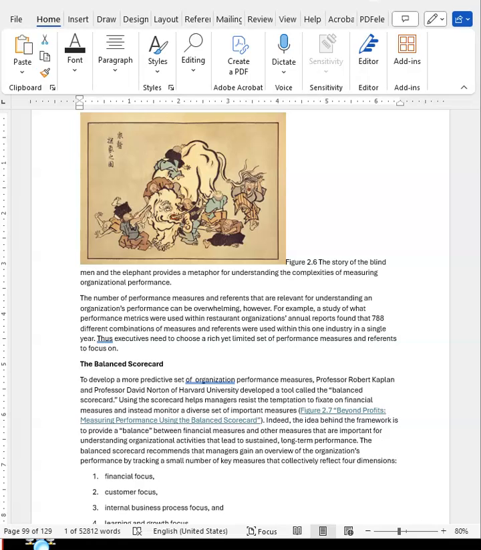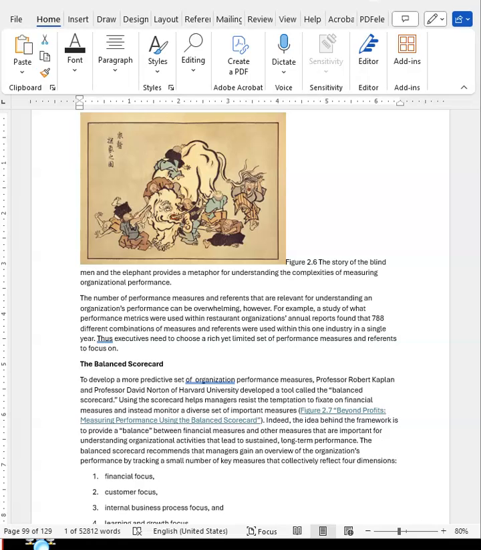The Balanced Scorecard. To develop a more predictive set of organization performance measures, Professor Robert Kaplan and Professor David Norton of Harvard University developed a tool called the Balanced Scorecard. Using the scorecard helps managers resist the temptation to fixate on financial measures and instead monitor a diverse set of important measures. Figure 2.7, Beyond Profits, measuring performance using the Balanced Scorecard.